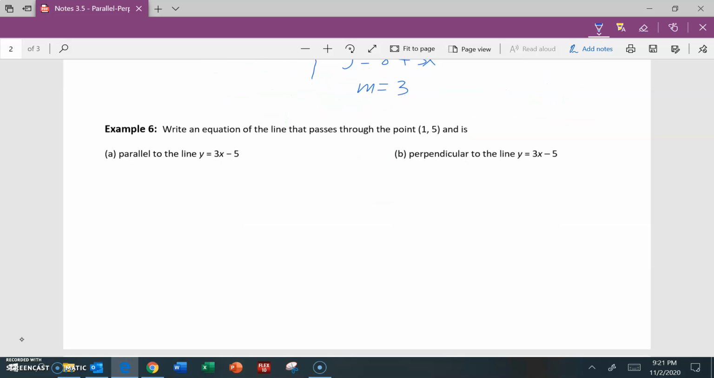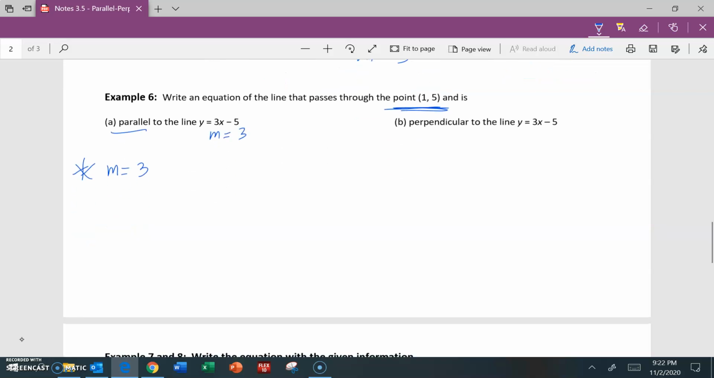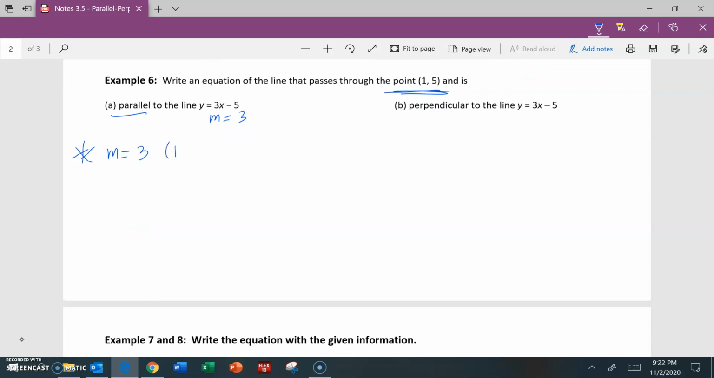The last couple examples now are really what you're going to be working with the next couple of days as you're remote learning on writing the equations. So now we know what we're looking for. We're going to write the equations of the lines. It says, write an equation of a line that passes through this point and is parallel. The first thing we need to do is ask, what slope do we need for our new line? We know that the slope of this line is 3. So in our new equation, since it's parallel, it's going to need the same slope. And we need it to go through the point 1, 5.